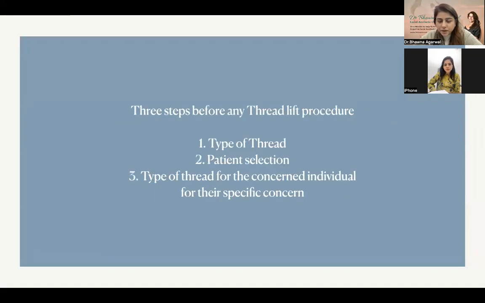Now, three steps before any thread lifting procedure. First, you have to see what type of thread it is. Secondly, patient selection. And thirdly, type of thread for the concerned individual for their specific concern. There are cog threads, there are PDO mono threads, there are double screw threads. Then patient selection, how do you do? You see the degree of severity of the aesthetic concern. How severe is the jowling? How severe is the jawline blunting? How severe are the nasolabial folds? And that can give you a good idea.